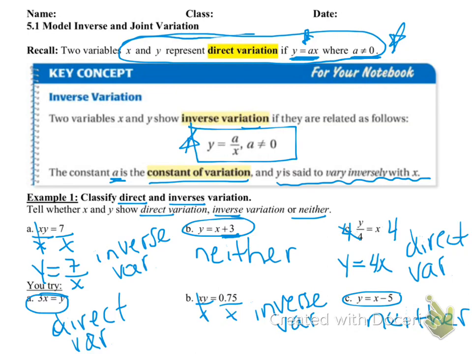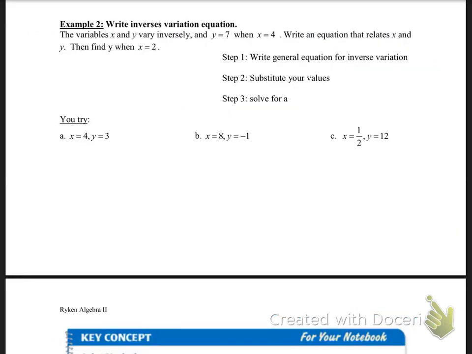Moving on to the next section, they tell us the variables x and y vary inversely. So that means the general equation we're going to use is y equals a divided by x. Then they give me some values. They say y is 7, x is 4. Substitute your values and solve for a.